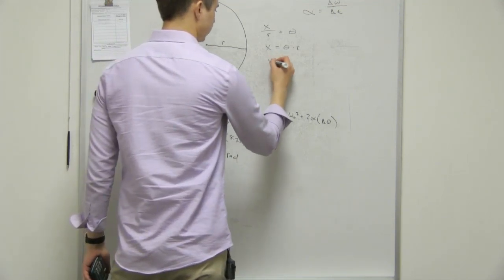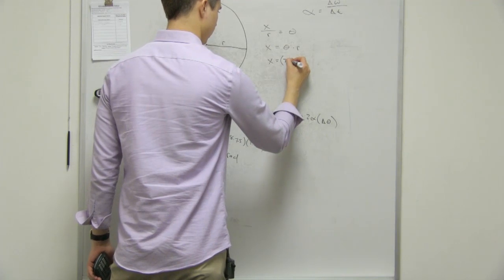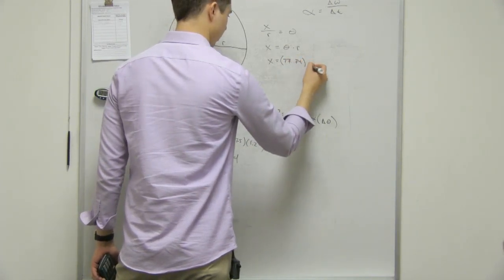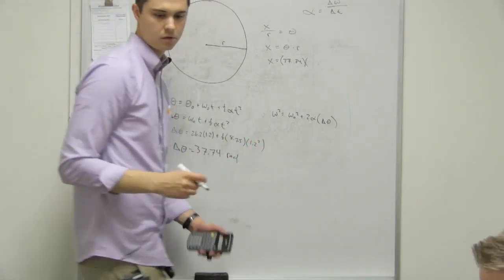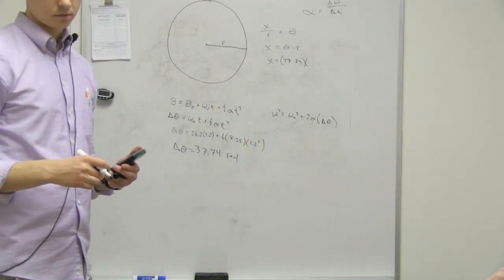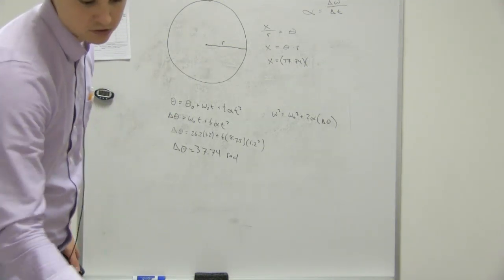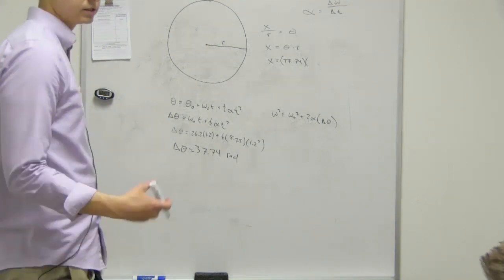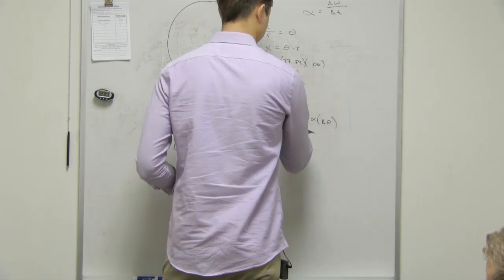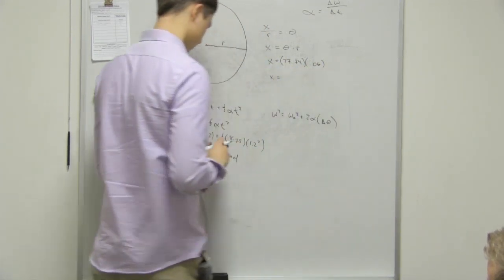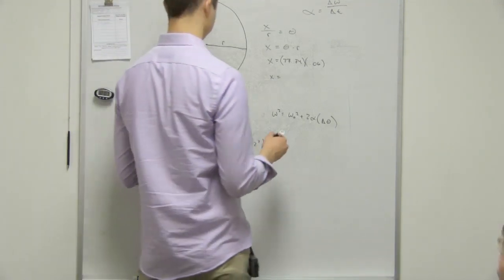So if we're looking for x, and we know change in theta is 37.74, and radius was, what was the radius of our circle? 0.06 meters. Oh, because the diameter is 12 centimeters, so the radius is 6 centimeters, so 0.06 meters, good. So we end up with 2.26 meters.